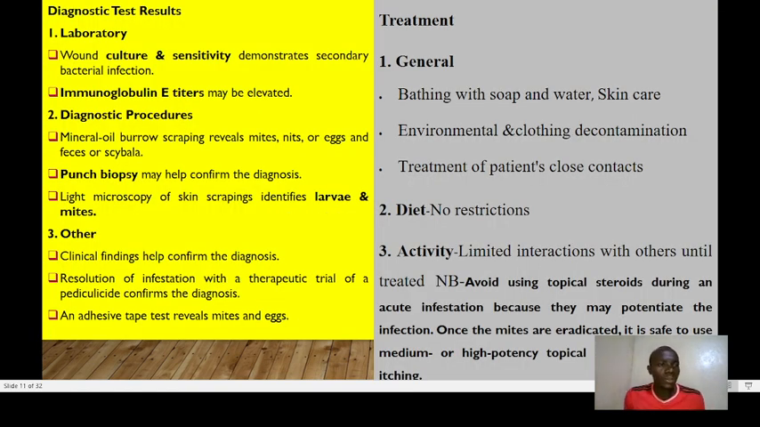For labs, you could do a wound culture and sensitivity to demonstrate secondary bacterial infection. Also, immunoglobulin E titers may be elevated. Mineral oil burrow scraping reveals mites, eggs, and feces, or scybala. A punch biopsy may help confirm the diagnosis. Light microscopy of the skin scraping will identify the larvae and the mites.